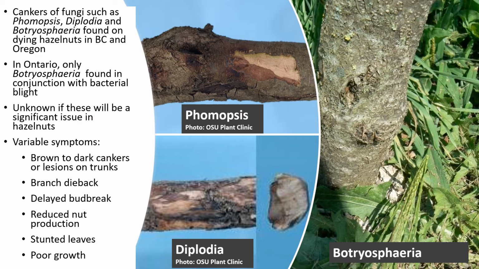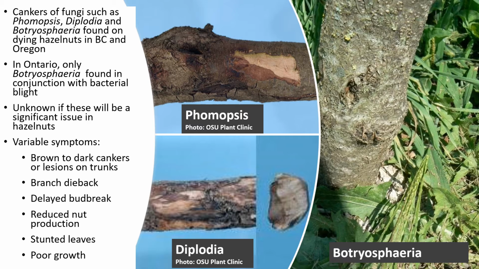So in British Columbia in particular, but also in Oregon, they have found dying hazelnut trees that have cankers. Those cankers were not due to bacterial blight or eastern filbert blight, and laboratory diagnostics showed various fungal pathogens, including Phomopsis, Diplodia, and Botryosphaeria. So in Ontario, we found Botryosphaeria quite commonly in conjunction with bacterial blight. We have also on occasion found Phomopsis.